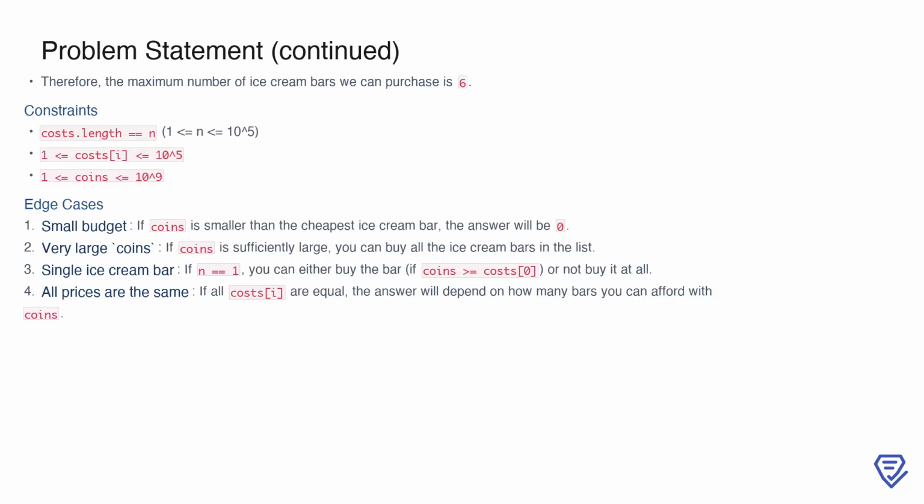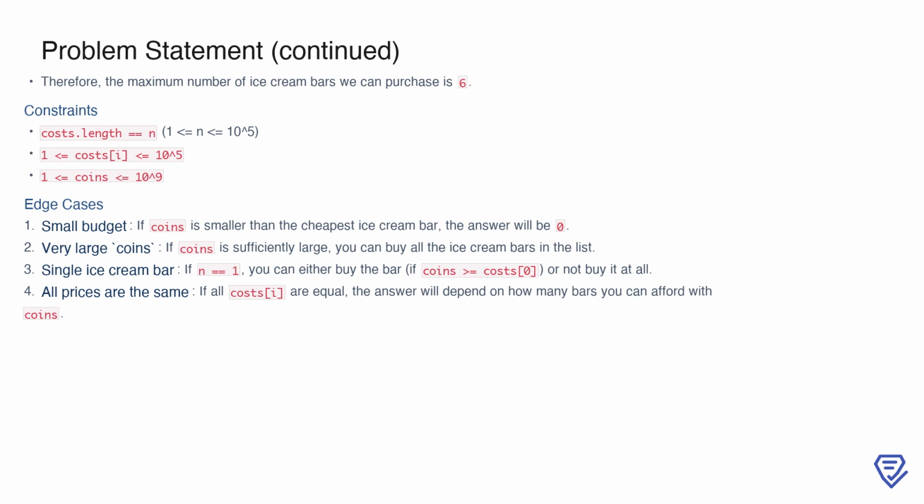Finally, let's consider the constraints and edge cases. The number of ice cream bars, n, can range from 1 to 100,000, while the price of each bar and the total number of coins can go up to 100,000 and 1 billion, respectively.